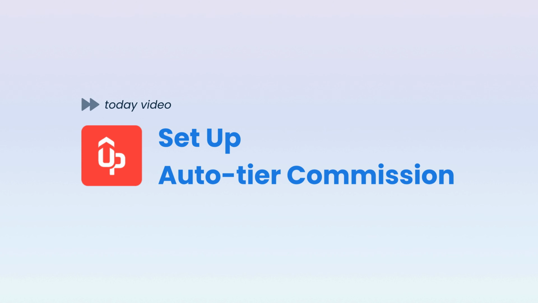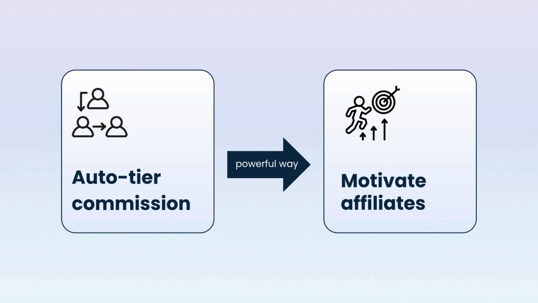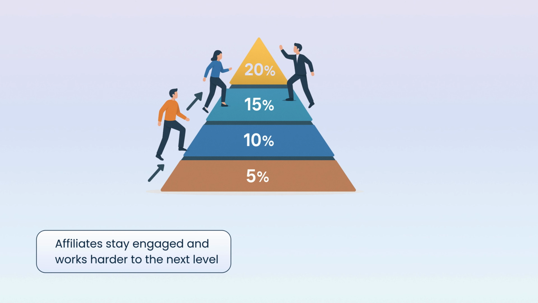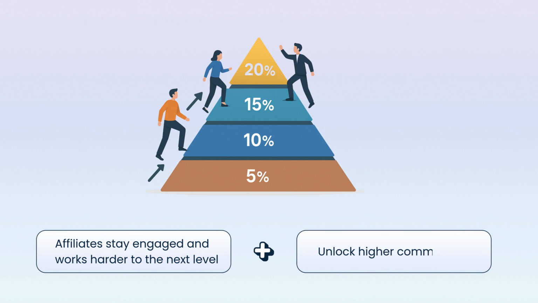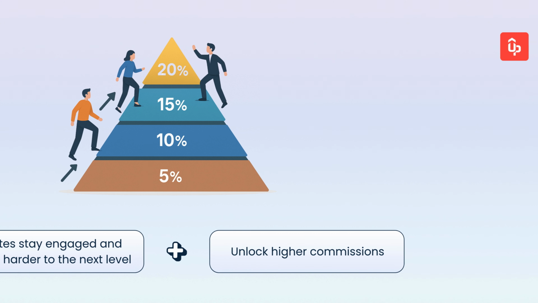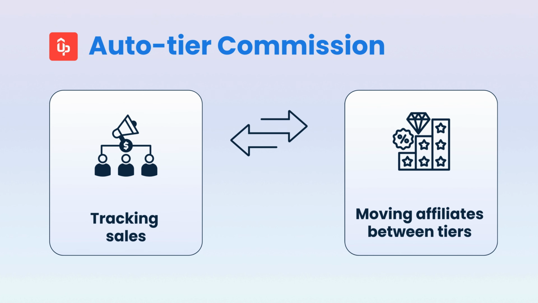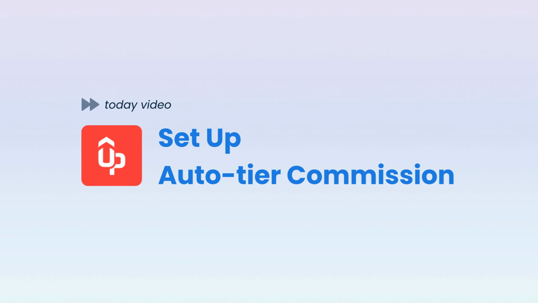In today's video, we'll show you how to set up the Autotier commission feature. A tiered commission structure is a powerful way to motivate your affiliates. By offering different commission rates based on their performance tiers, affiliates stay engaged and work harder to reach the next level, unlocking higher commissions as a reward. With UpPromote's Autotier feature, tracking sales and moving affiliates between tiers happens automatically in real time, so you don't have to update anything manually. Today, we will guide you how to set up Autotier commission with 3 levels.